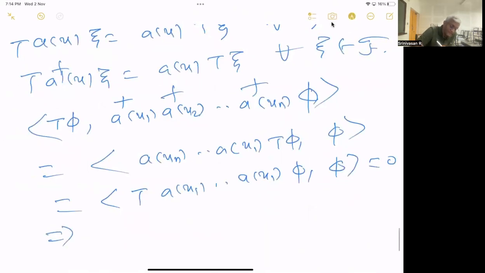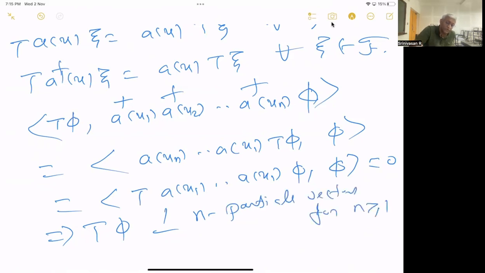So this implies T phi, which is a vector, is orthogonal to all finite particle vectors. It is orthogonal to all n particle vectors for n greater than or equal to 1. So this implies T phi equals some lambda times phi. Okay. T phi equals lambda times phi.